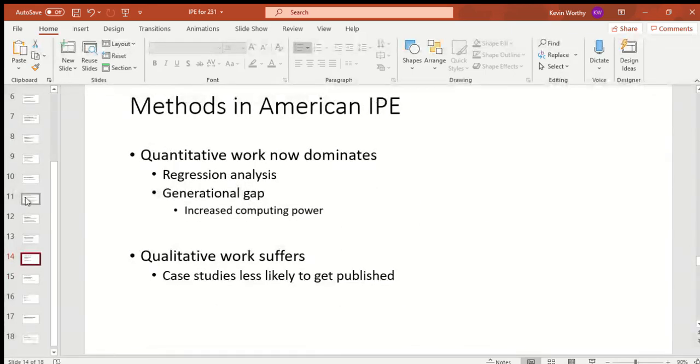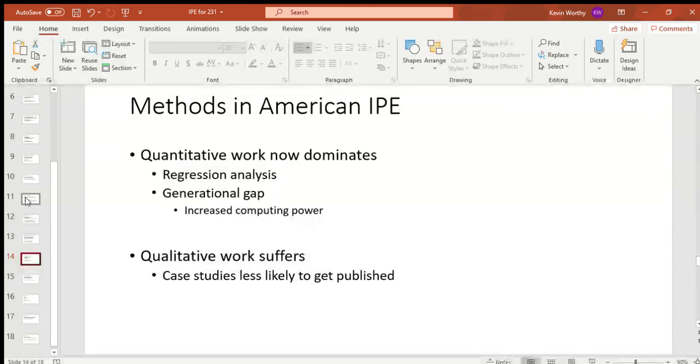All right, so methods in American IPE have been quantitative for some time. Quantitative is different from qualitative, right? Quantitative is anything that you measure and count. Qualitative is things that you sort of interpret. Norms and values are harder to quantify, so you have to interpret them. Process tracing is an interpretive, inductive behavior, whereas quantitative is a little more deductive, right? I'm going to look at the numbers. What are the numbers telling me? They're going to use regression analysis. Regression analysis is something you'll learn in 302.